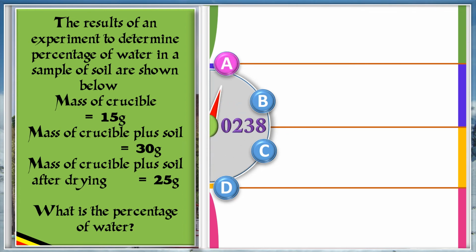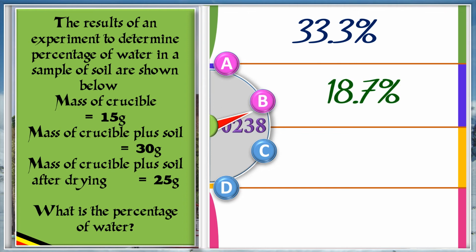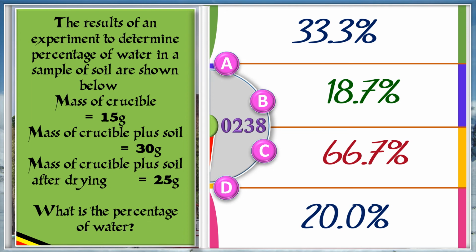A. 33.3%. B. 18.7%. C. 66.7%. D. 20.0%. And the answer is A. 33.3%.